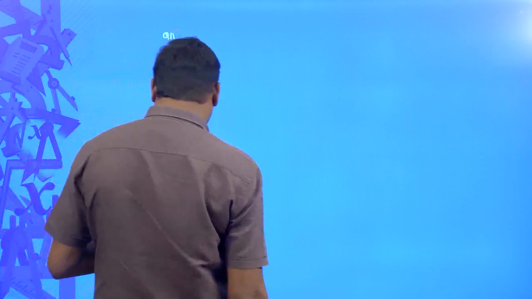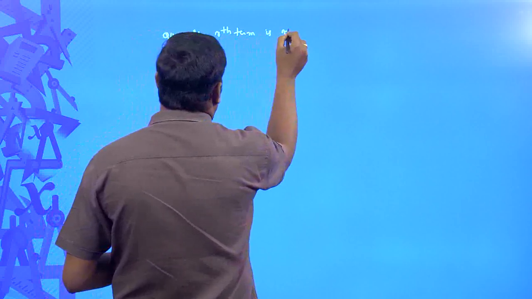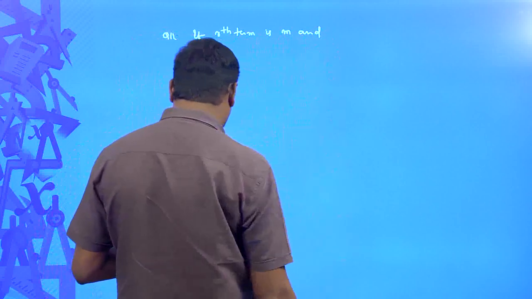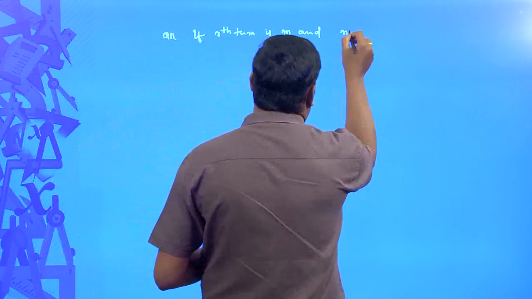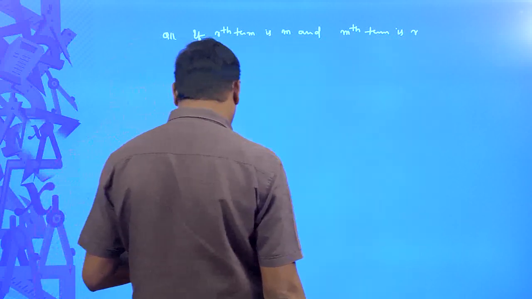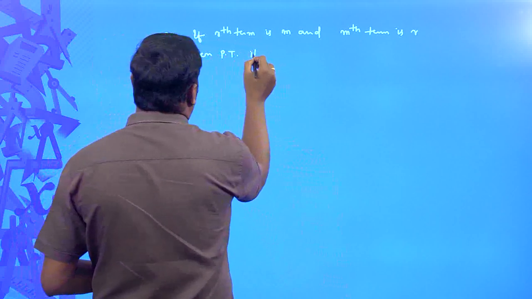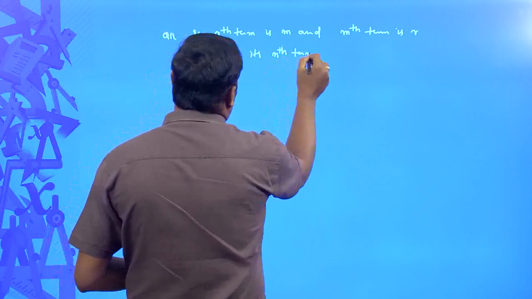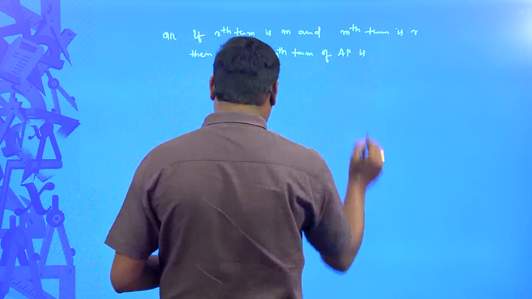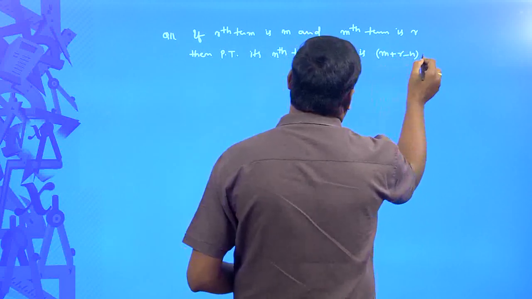The next example is: if the rth term of an AP is m and the mth term is r, then you will have to prove that its nth term is m plus r minus n. This is what you will have to prove.